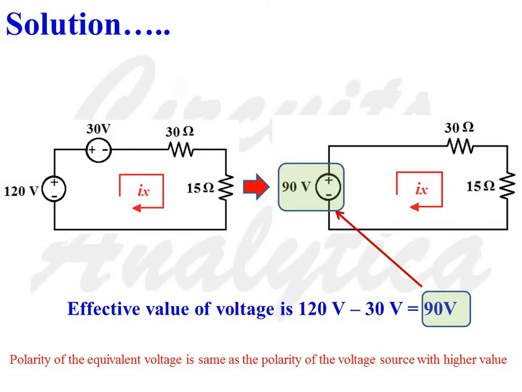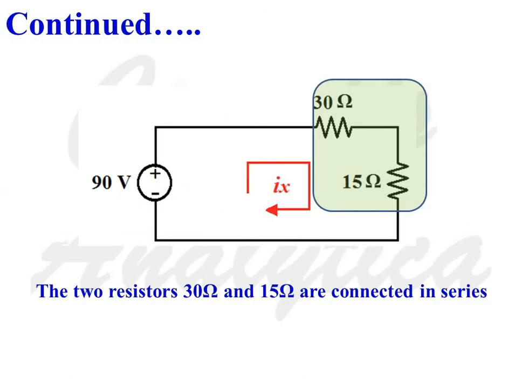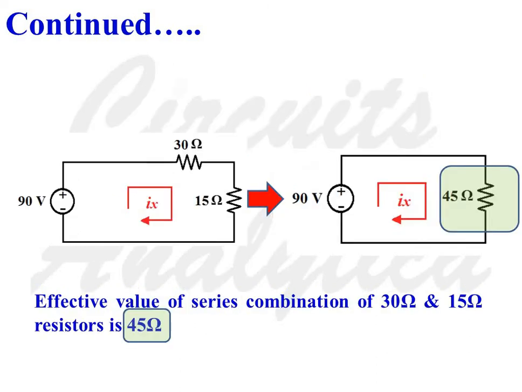So here 120 volt and 30 volt are in series. The 30 volt source can be replaced as minus 30. So effective value becomes 120 plus minus 30, 120 minus 30, that is equal to 90 volt. Now we can combine the two resistors of values 30 ohms and 50 ohms which are connected in series. So this combination can be replaced with a single resistance of value 45 ohms.